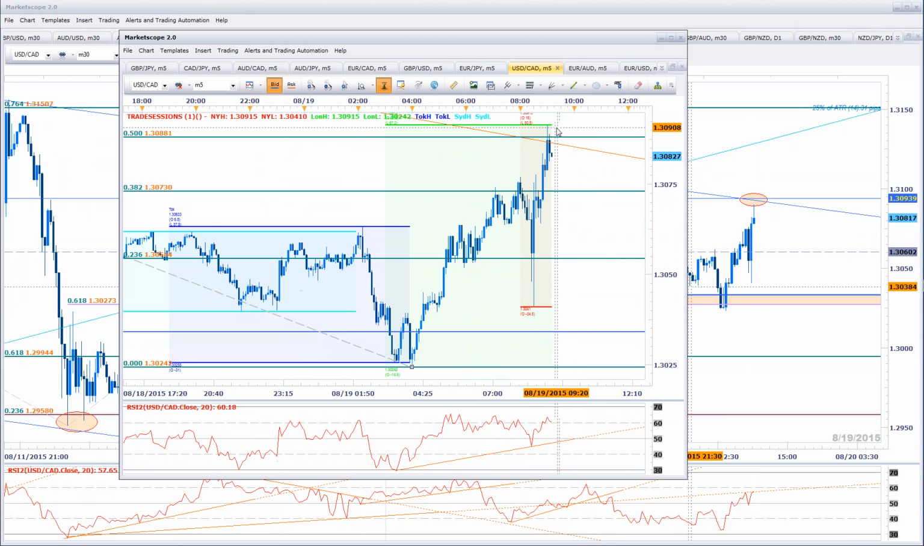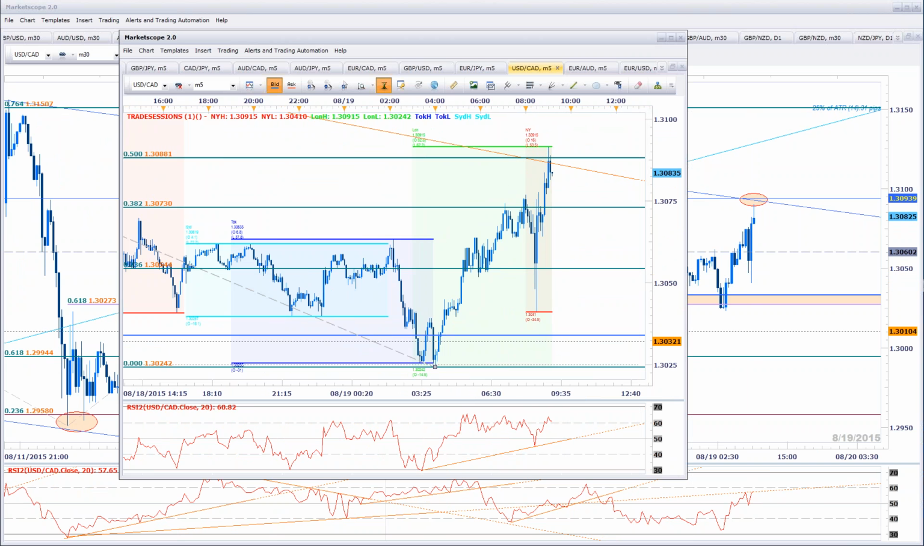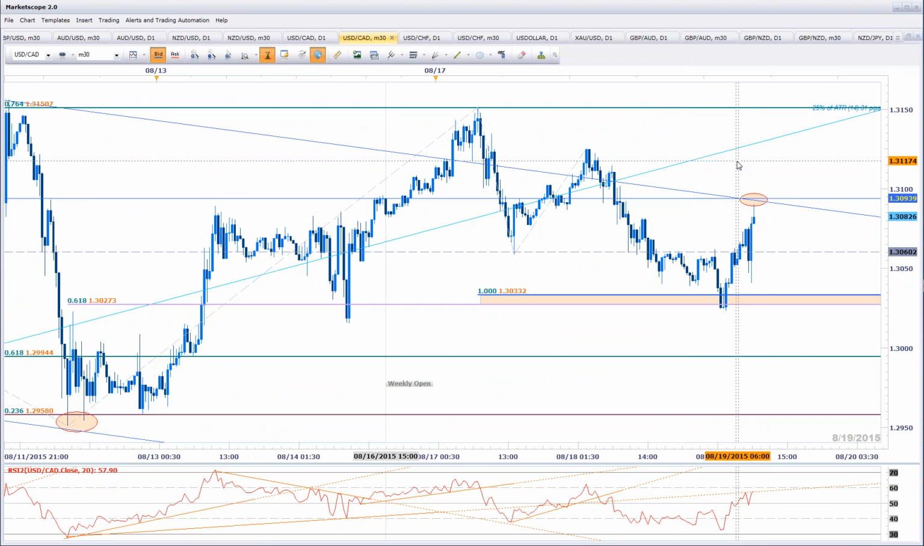If it does stop against the high, looking for the rebound or the recovery lower, I think is a good setup here on dollar CAD. That's the region we were looking for. We're there.